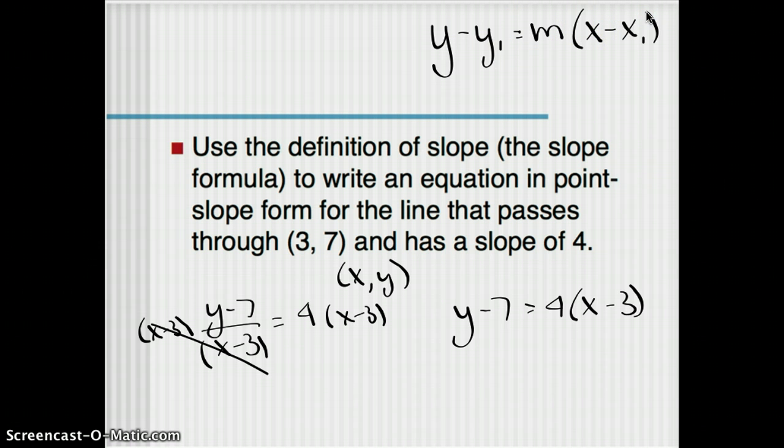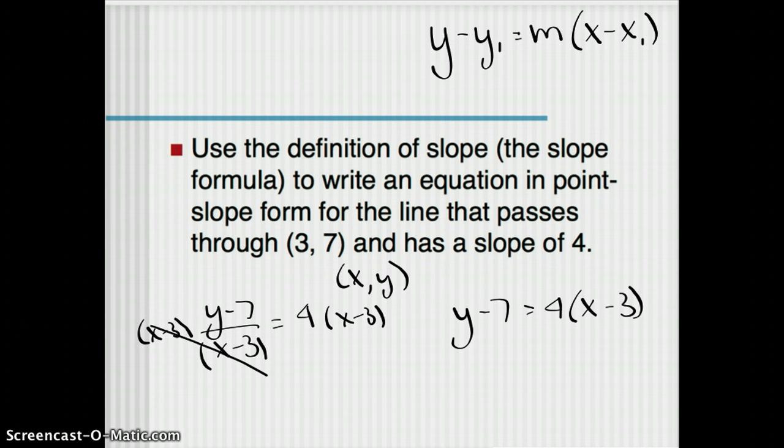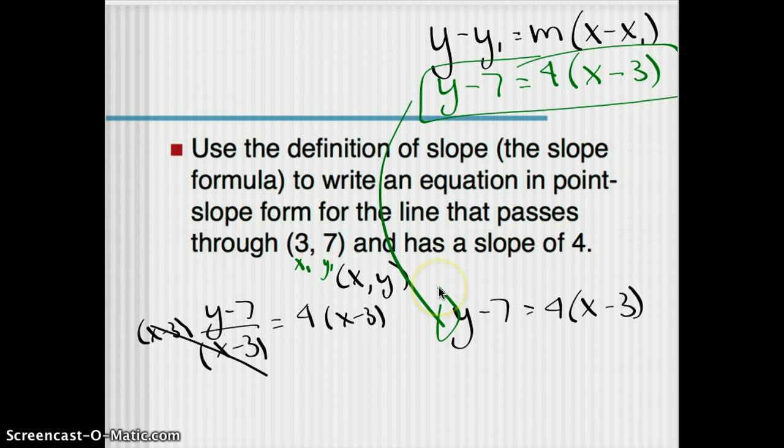Okay, another way that I could have done that same thing is just go straight from the formula. To do that, all I would do is replace the things with what I know. So this is my x sub 1, y sub 1, because that's my first point. So I do y minus 7 equals m, which is my slope, 4, times x minus my x sub 1, which is 3. Okay, this is point-slope form. It matches what I did by doing it the other way. Choose the method that you like better.